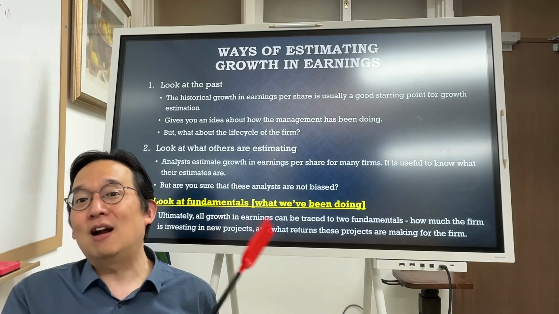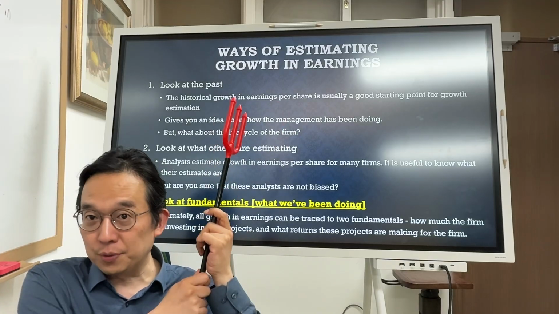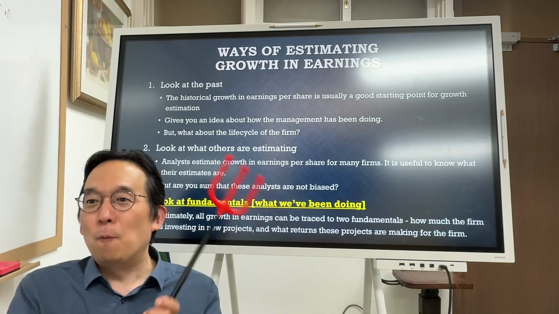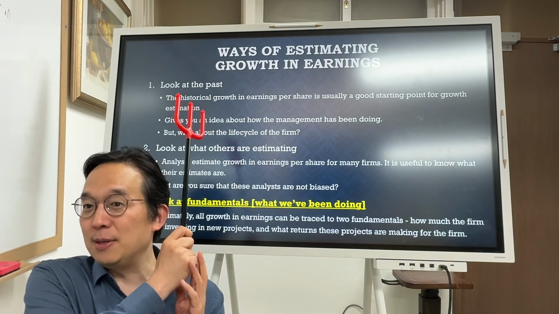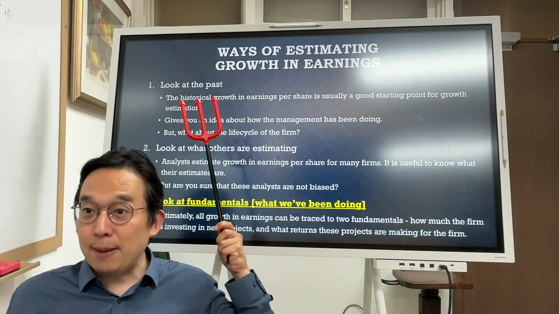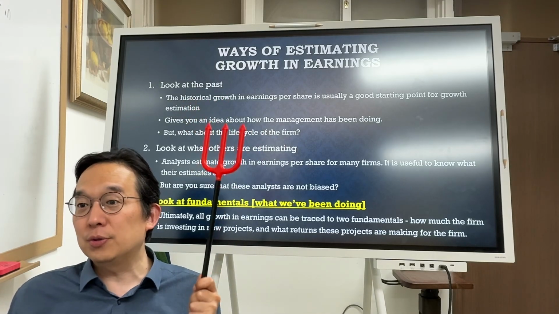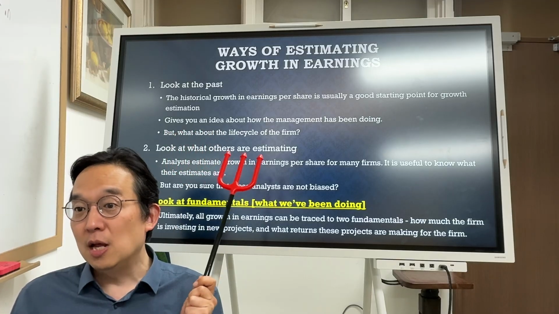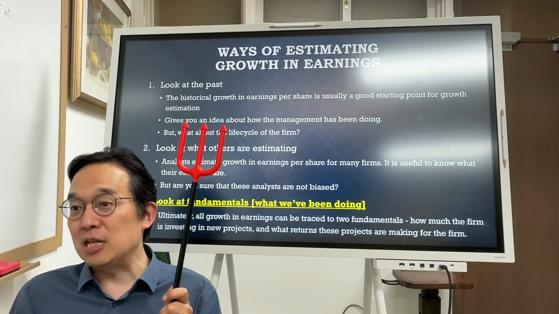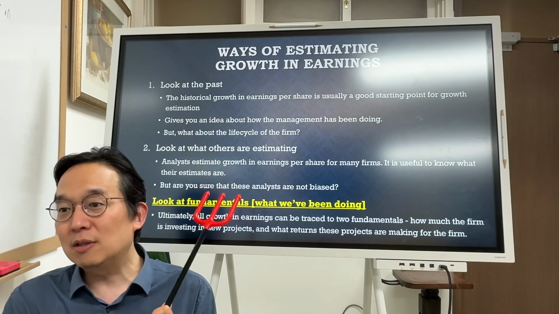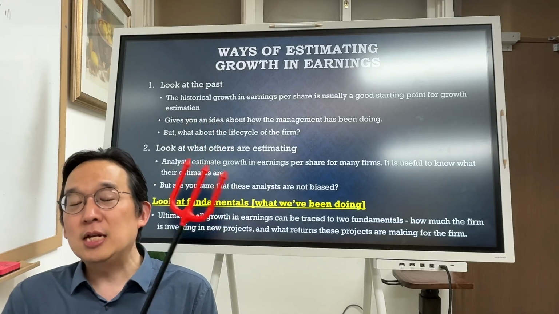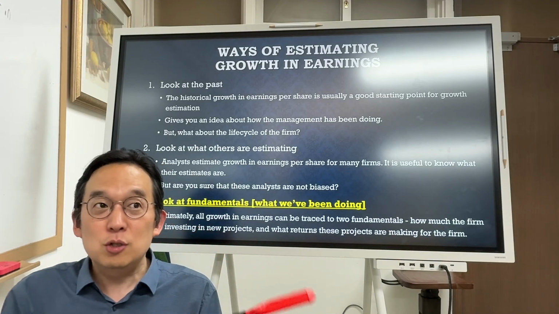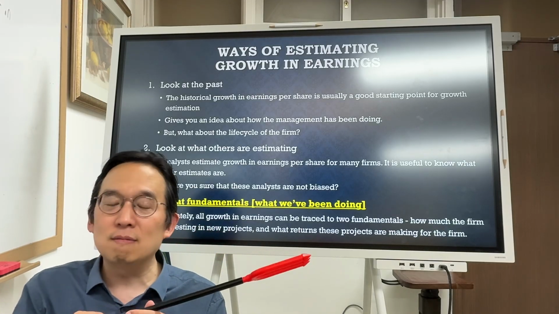But there are other ways of estimating growth. It gives you liberty. One way of estimating the growth rate is to just look at the past. The historical growth in earnings per share is usually a good starting point for growth estimation and gives you an idea about how the management has been doing. But what about the life cycle of the firm? Historical, right? Well, maybe your company used to be a small growth company, but not anymore.